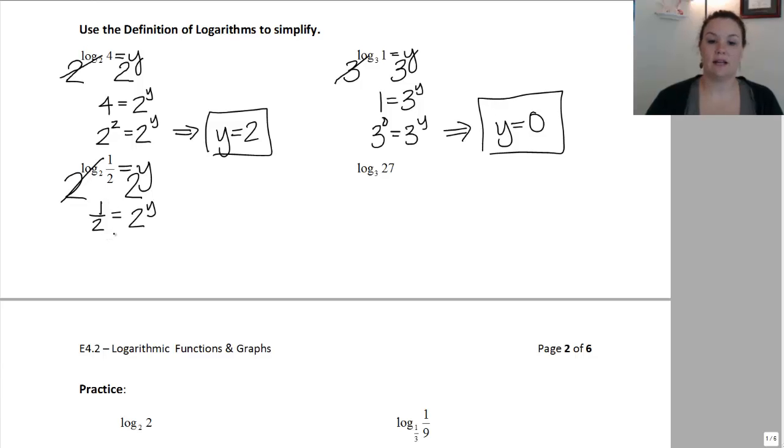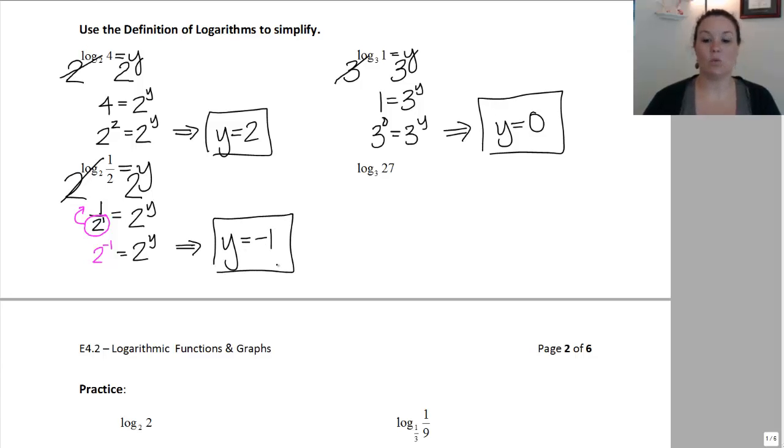On the left hand side, I'm going to change this fraction, because 1/2 is the same as 1 over 2 to the first power. Then I'm going to use my rules of exponents to move this up to the top. When I move it across the fraction line, remember that changes the sign of the exponent. So this becomes 2 to the negative 1 power. 2 to the negative 1 power equals 2 to the y. I can cancel my 2's, which gives me y is equal to negative 1.